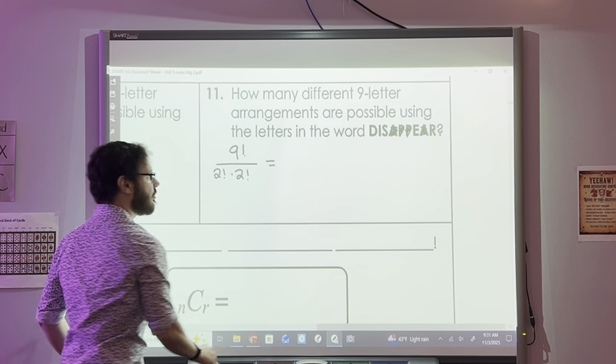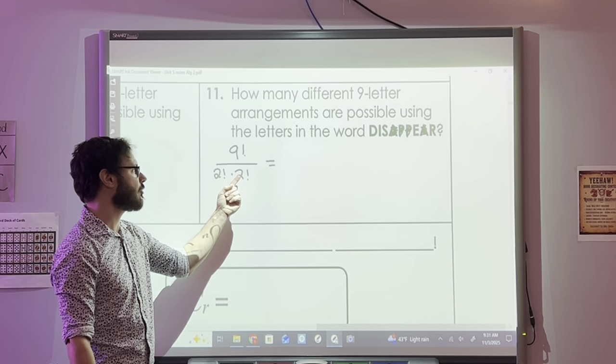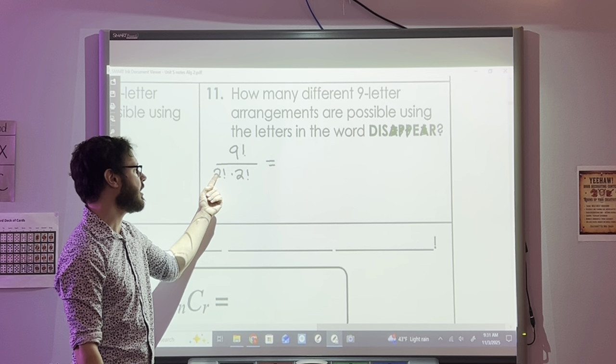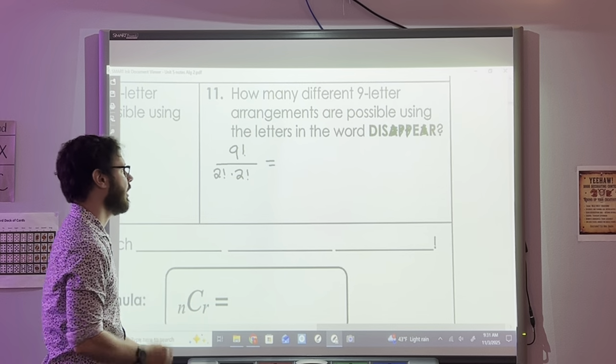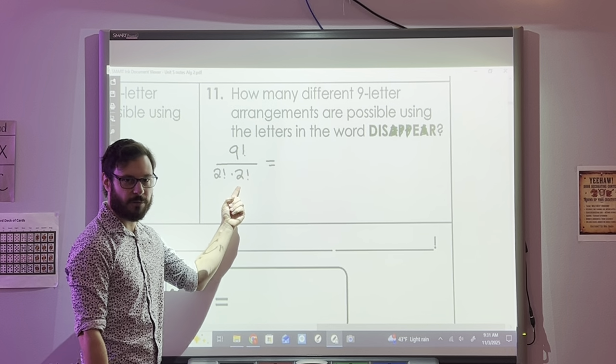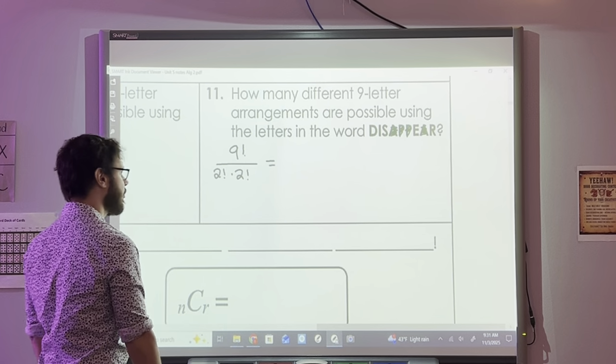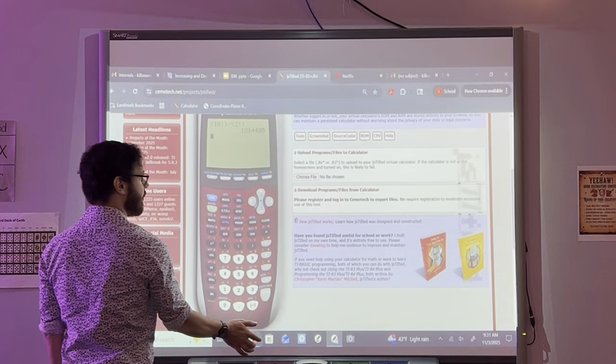So I had each of these represent how many repeats. This was the P's, and there were 2 of them, and this was the A's, and there were 2 of them. If there were 3 A's, well, this would be 3 factorial, but it's not. There's only 2 A's. So we're going to type this in our calculator just like we see it.